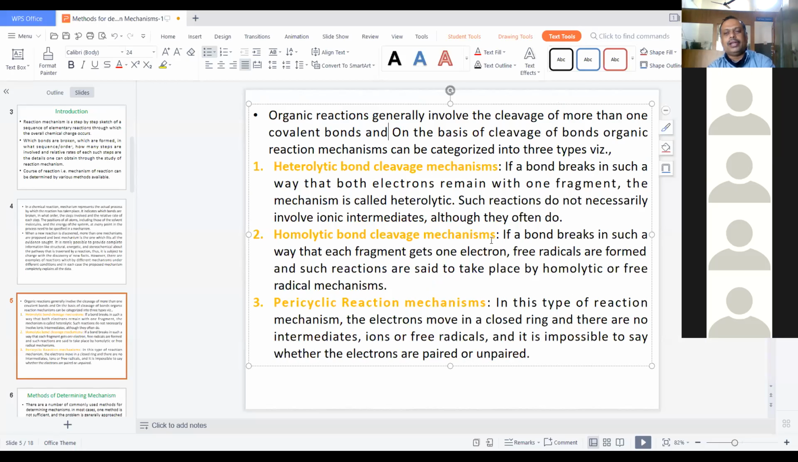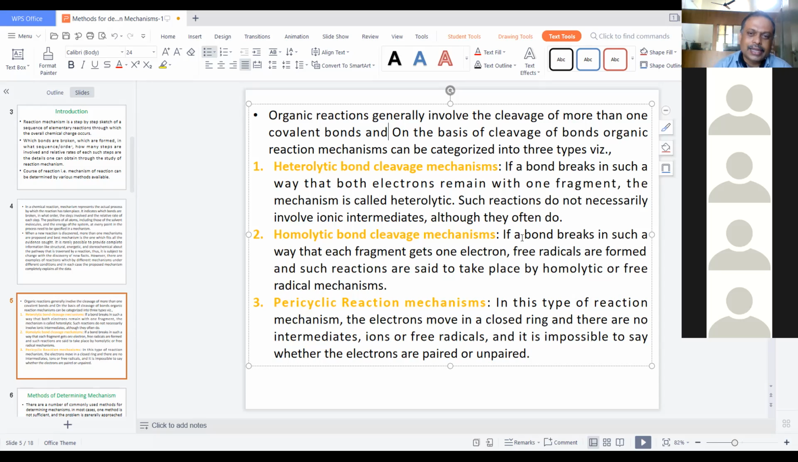This is the second type, the homolytic bond cleavage mechanism. If a bond breaks in such a way that each fragment gets one electron and free radicals are formed, such reactions are said to take place by a homolytic or free radical mechanism. And heterolytic: if a bond breaks in such a way that both electrons remain with one fragment, which has more electronegativity or is stabilized by resonance, the mechanism is called heterolytic, and such reactions do not necessarily involve ionic intermediates, although they often do.